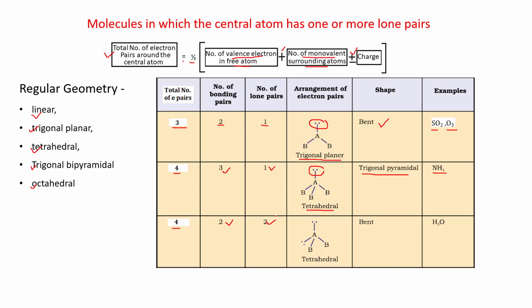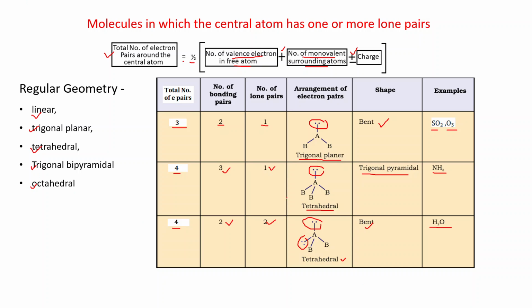If the total number of electron pairs is 4, out of these 4, 2 are bond pairs and 2 are lone pairs. The arrangement of these 4 electron pairs is tetrahedral, and out of these 4, 2 are lone pairs. That's why its geometry becomes bent. Example is H2O.